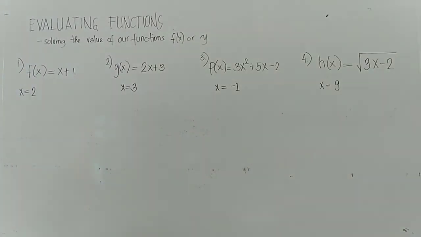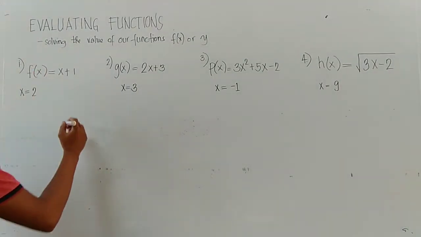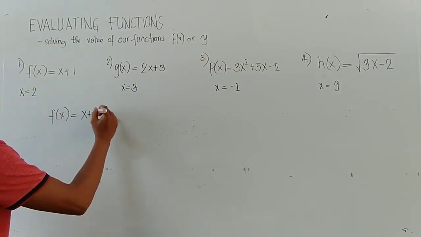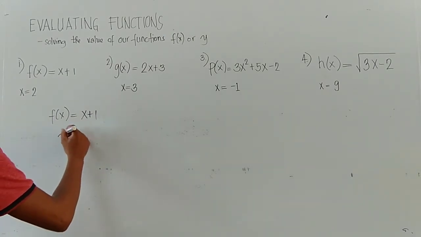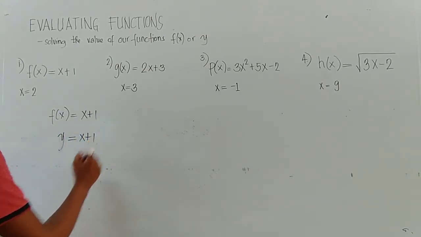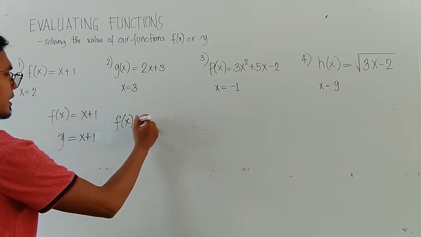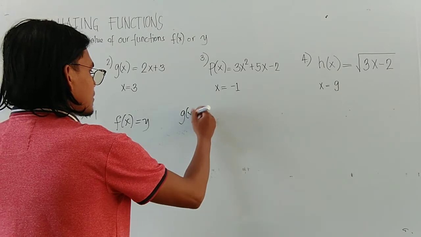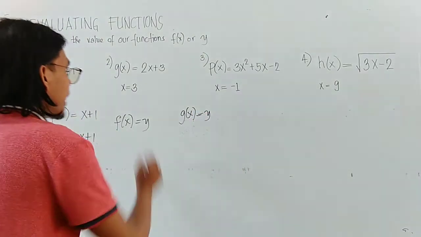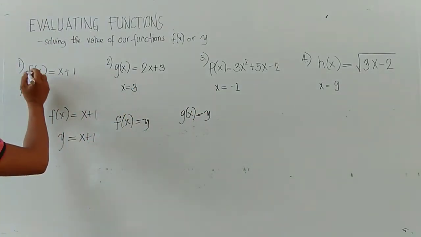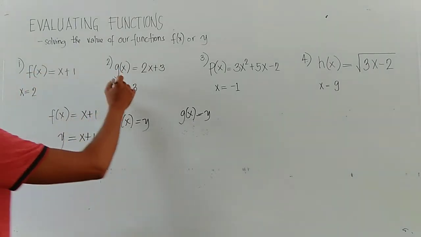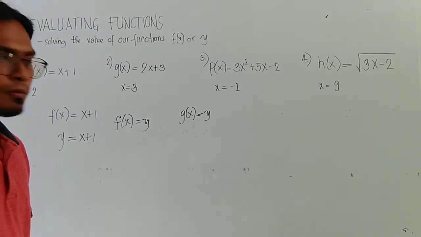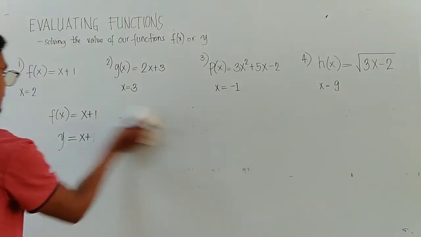Okay, so example number one, we have f of x is equal to x plus 1. In some books, you may find it as y is equal to x plus 1. So again, f of x is equal to y. Or let's say g of x is equal to y. So any function, any letter such as f of x, g of x, p of x will be equal to y as our output. Okay? So now let us proceed.